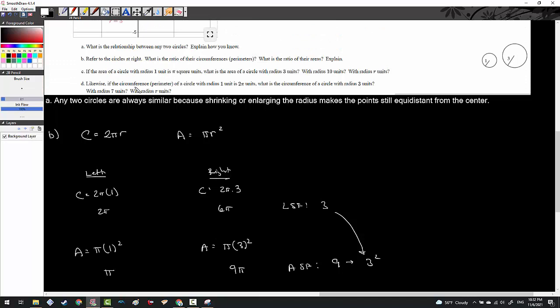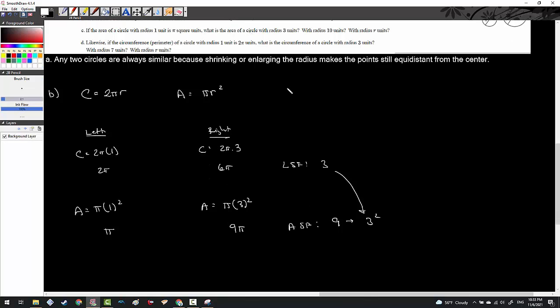It says if the area of a circle with a radius of 1 is pi square units, then what is the area of a circle with radius 3, and then 10, and then with r? Okay, so we kind of answered that already. So with C, if r equals 10, we would have the area being pi times r squared, which is going to be 100 pi. And then the circumference would be 2 pi r, which is 2 pi times 10. So that's going to be 20 pi.